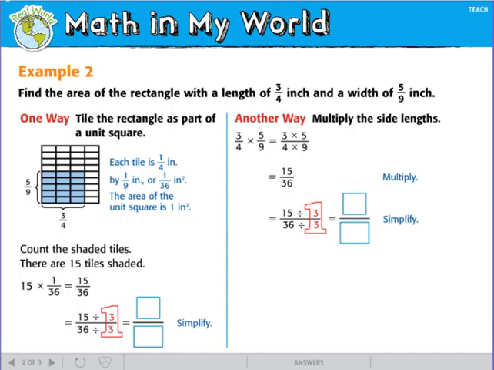Okay, so our second example is we have to find the area of a rectangle with a length of 3/4 of an inch, and with a width of 5/9 of an inch. Okay. So what we've done is we created a rectangle, just like we did yesterday with our.